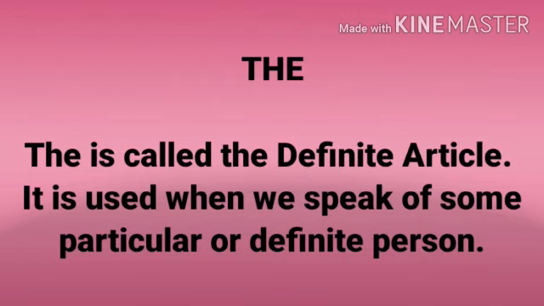The is called the definite article because it points out some particular or definite person or thing. For example, I have already read the book you are talking about. Here we are talking about a special book, so this specialty is denoted by the article the.